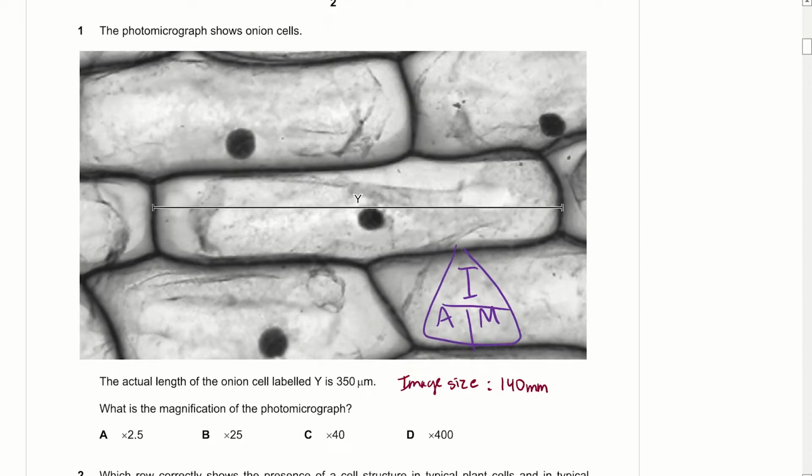In order to work out the magnification, we must divide the image size, that we know is 140 millimeters, by the actual size, which is 350 micrometers. First of all, we have to convert the millimeters to micrometers by multiplying by 1,000. And then we divide by 350 micrometers. This gives us 400 magnification. So the answer is going to be D.